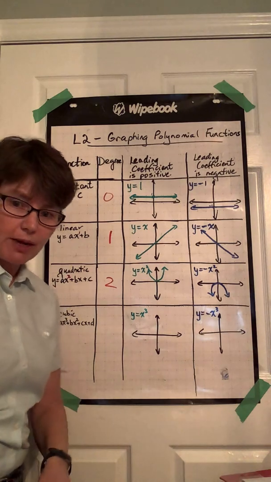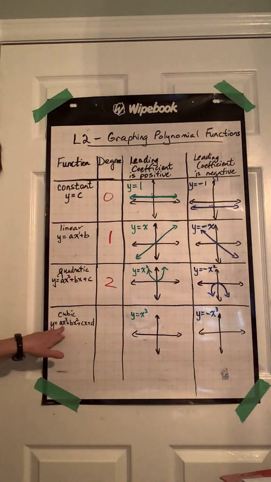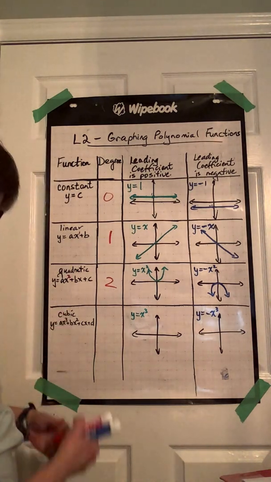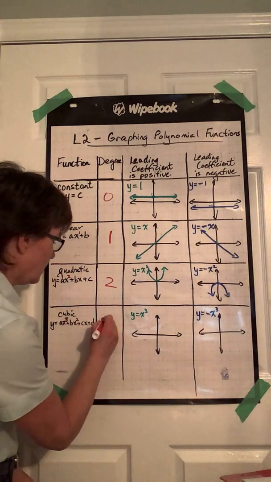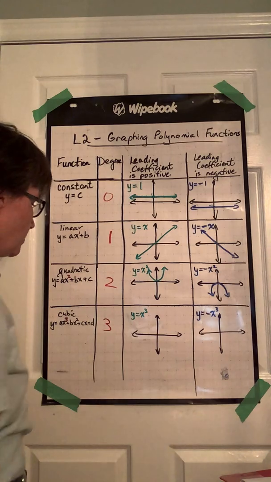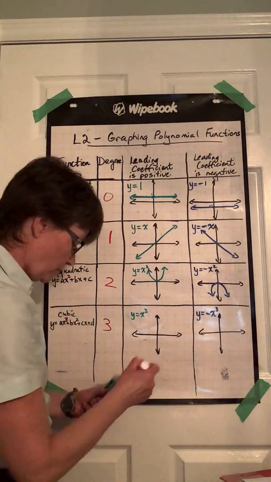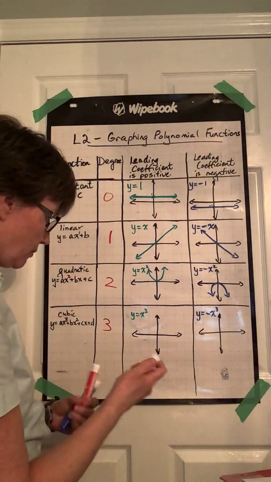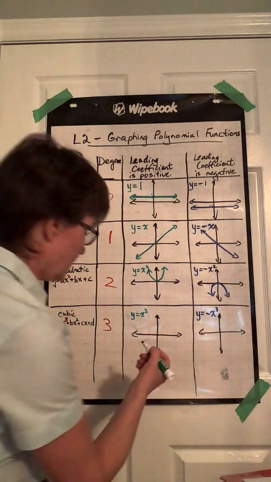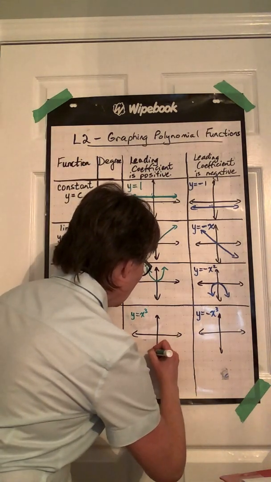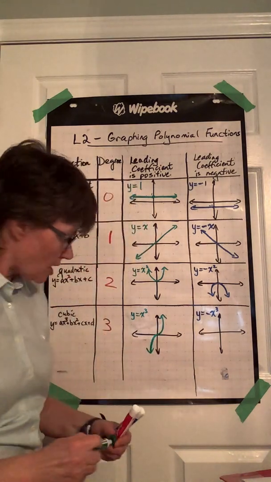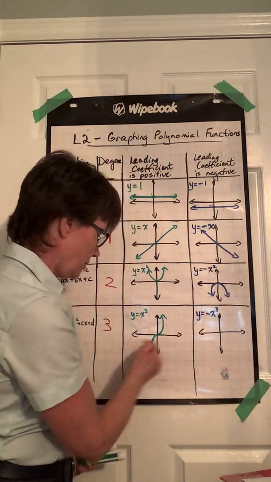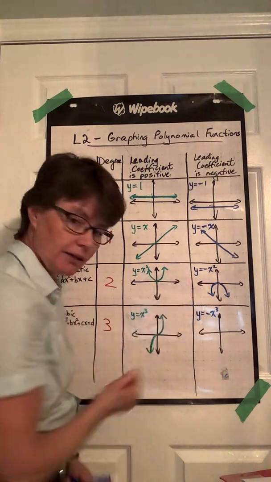So a cubic would be a brand new one we haven't seen before. The 3 is the biggest exponent here. Okay, so the degree is 3, or the highest power is 3. A cubic, if the leading coefficient is positive, a cubic function will look like this. Okay, so it starts down. On the left-hand side, it goes down. On the right-hand side, it goes up.